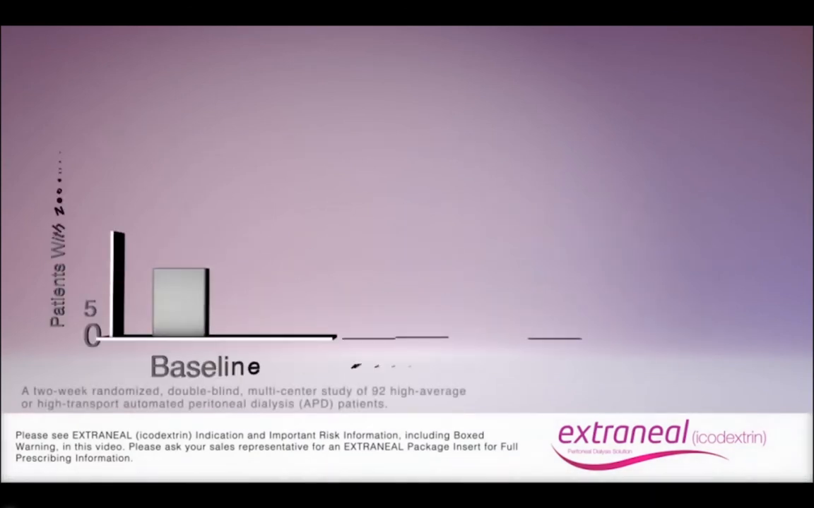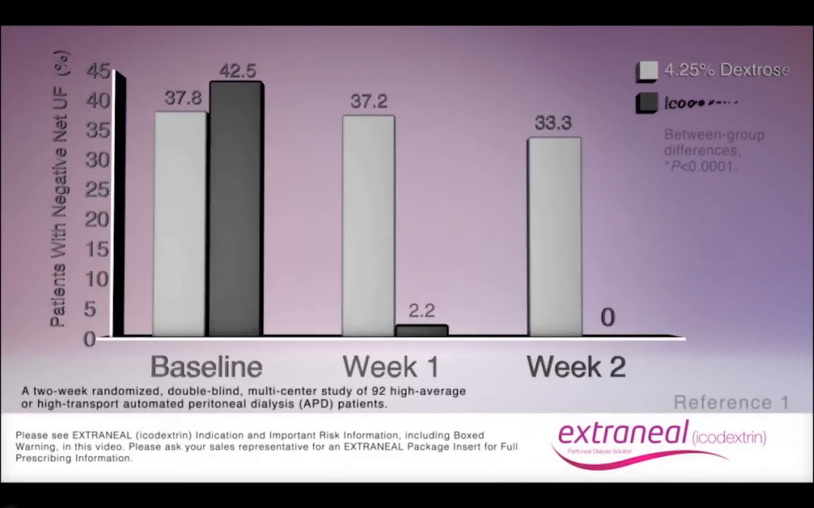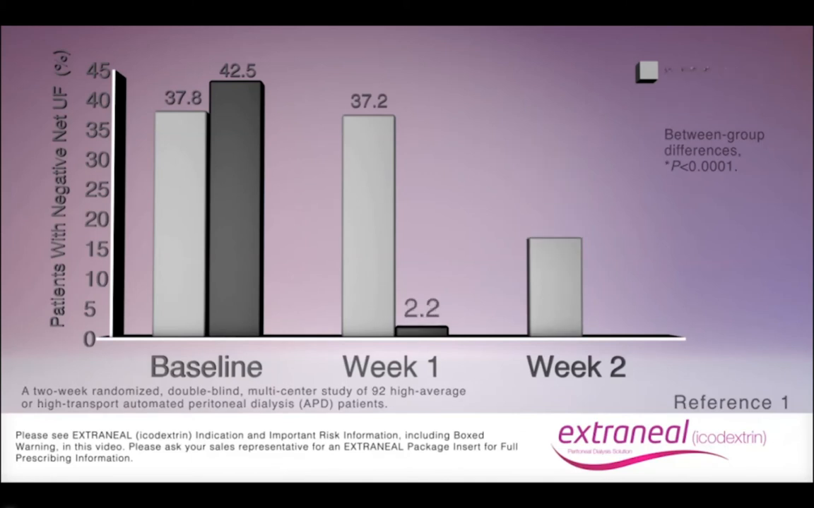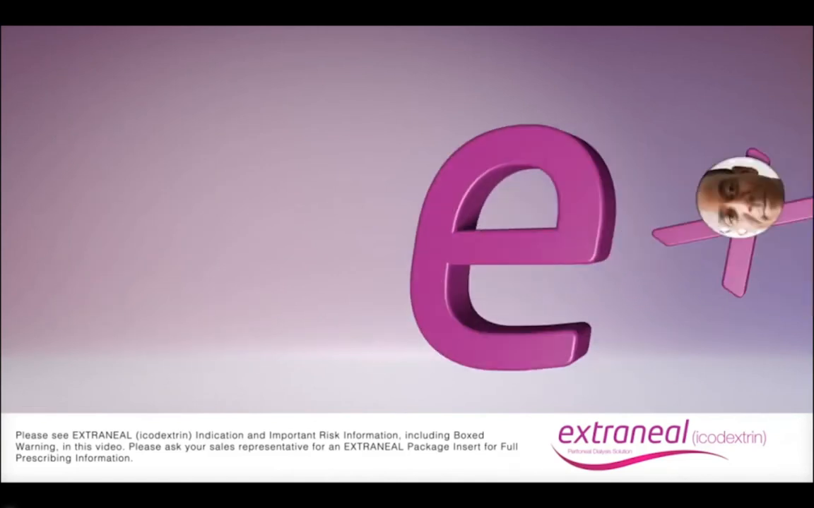Extraneal icodextrin PD solution is also indicated to improve, compared to 4.25% dextrose, long dwell ultrafiltration and clearance of creatinine and urea nitrogen in patients with high average or greater transport characteristics as defined using the peritoneal equilibration test.